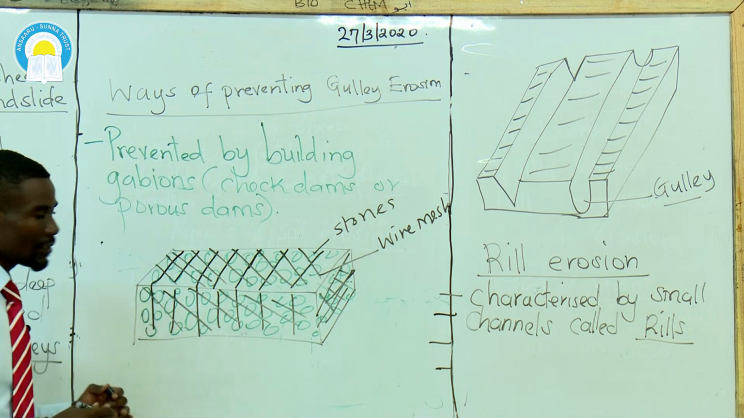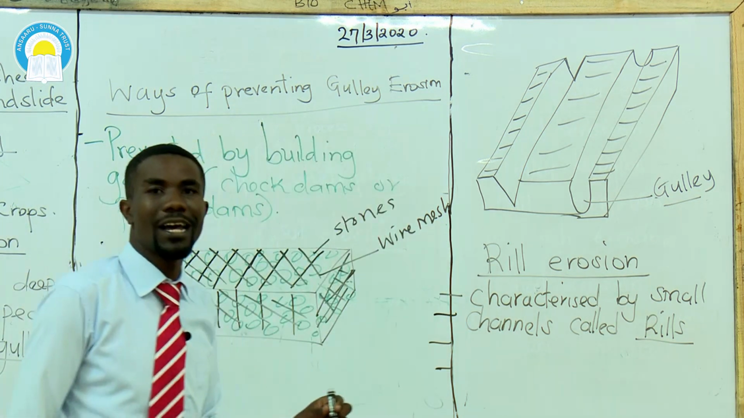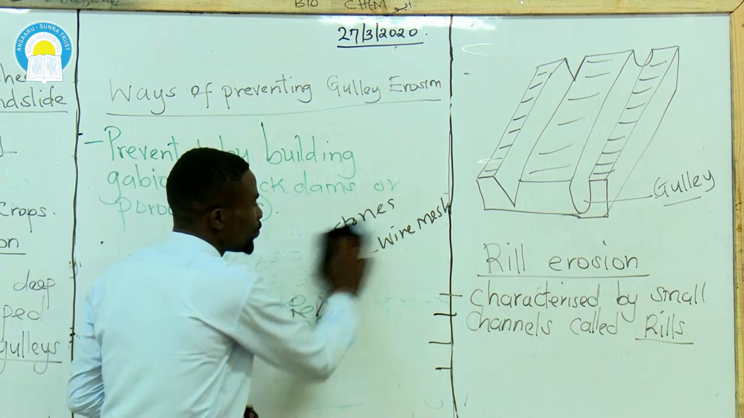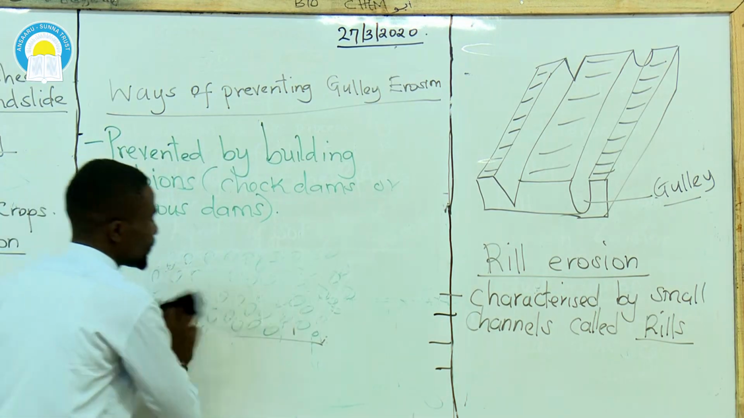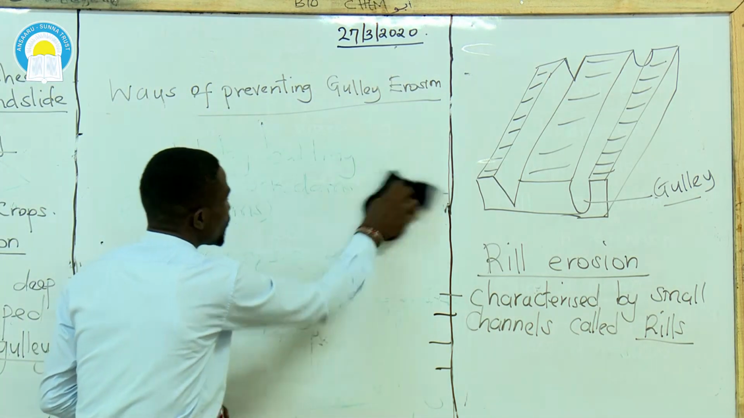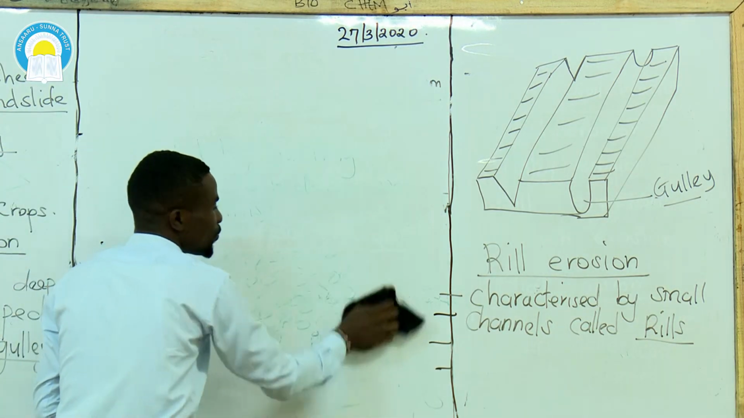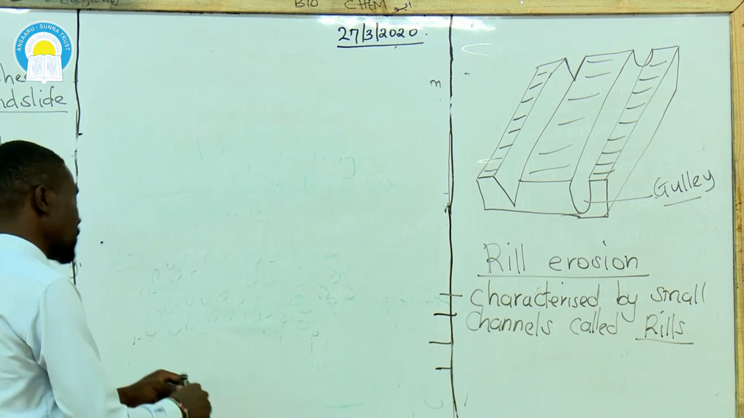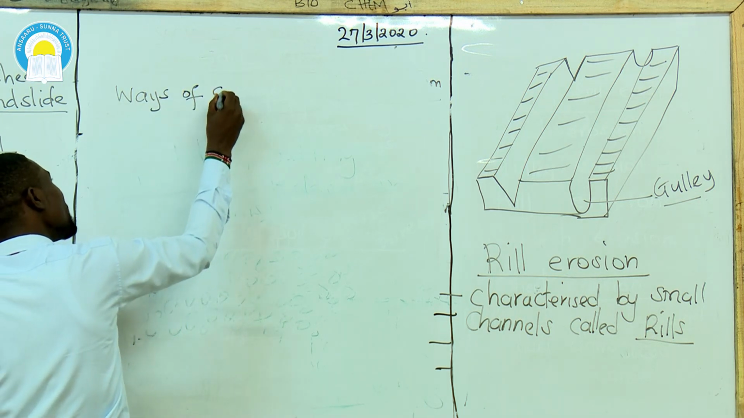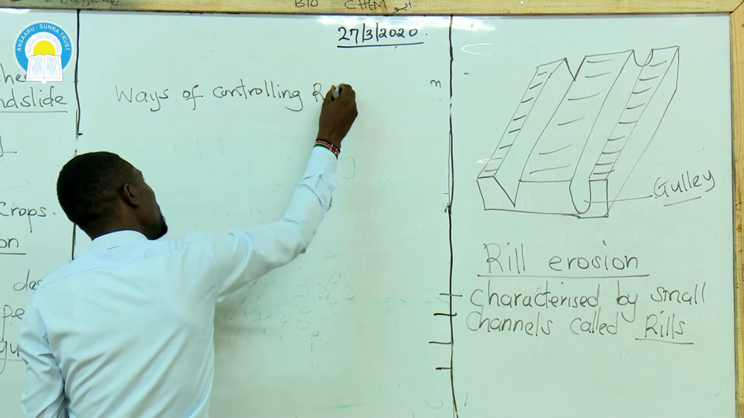Now, how do we control this type of soil erosion? Assuming it has occurred in your land and you are a farmer who wants to conserve the soil, what do you do? Or will you just leave it like that? This is what you are going to do as a patriot who cares for the land and a farmer who wants the land to remain productive. This is how you are going to control rill erosion. Ways of controlling rill erosion.